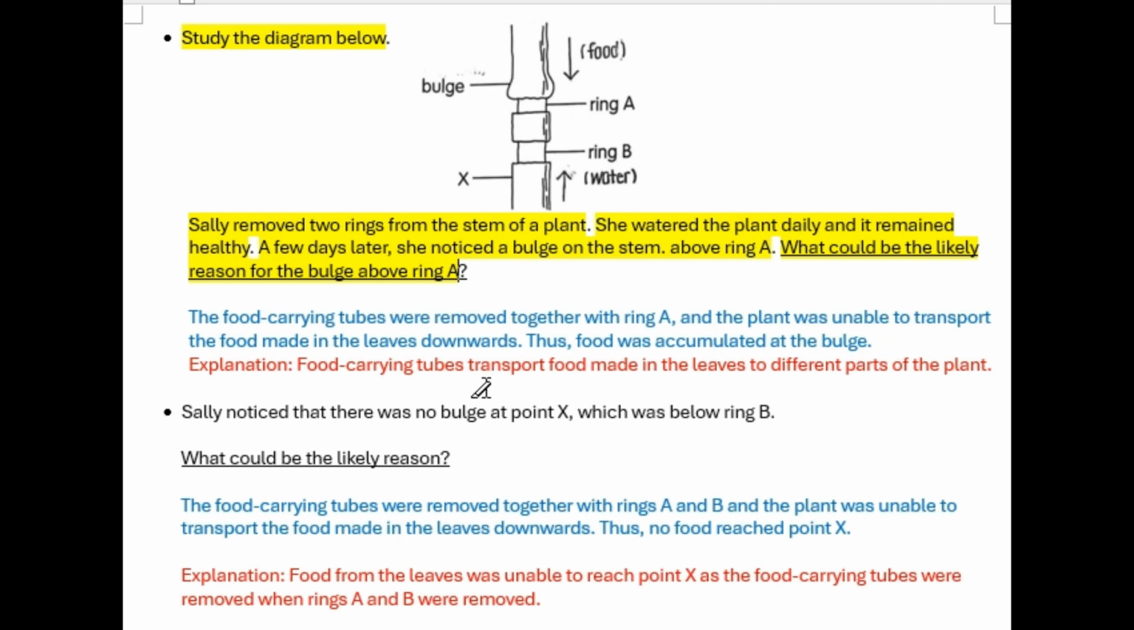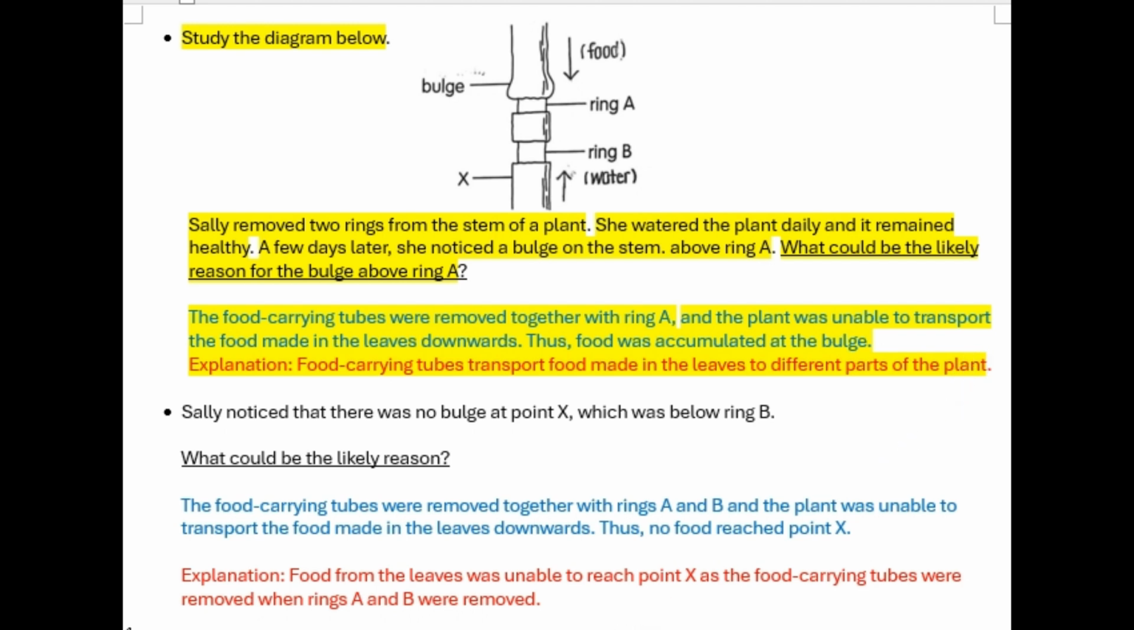The food-carrying tubes were removed together with ring A, and the plant was unable to transport the food made in the leaves downwards. Thus, food was accumulated at the bulge. Explanation: food-carrying tubes transport food made in the leaves to different parts of the plant.